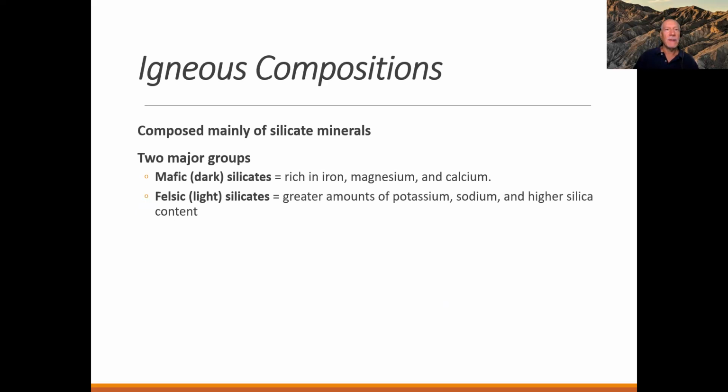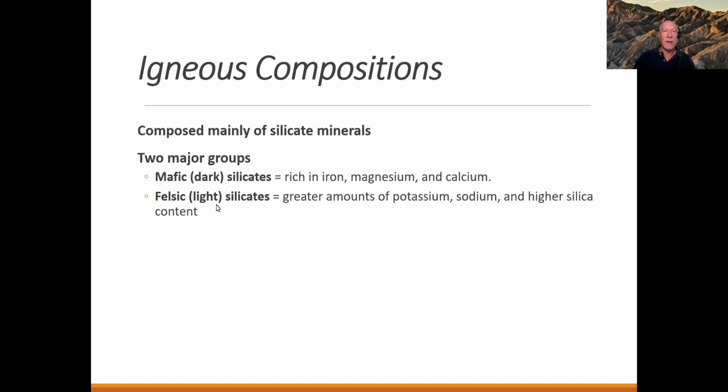There are two types of compositions. The composition of an igneous rock is simply the chemicals and minerals that constitute that rock. So there are two main groups, and then some other groups as well. The ends of a spectrum are mafic rocks. These are going to be dark rocks with dark minerals in them. These rocks are rich in iron, magnesium, and calcium. They are low in silica.